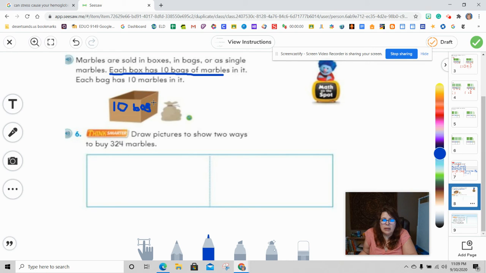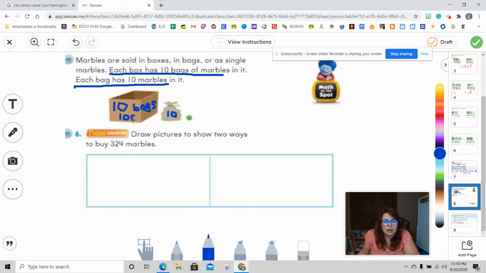Now, I don't know how many are in each bag yet. But there's 10 bags, and each bag has 10 marbles. So right here, there's 10 marbles. This one is like counting by tens. And here we have 10 bags. So we have 10, 20, 30, 40, 50, 60, 70, 80, 90, 100. So the boxes actually have 100.